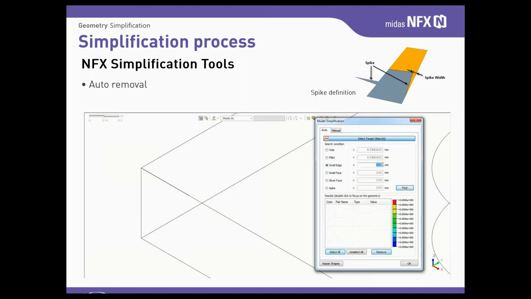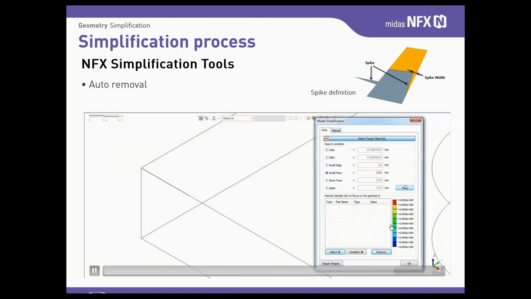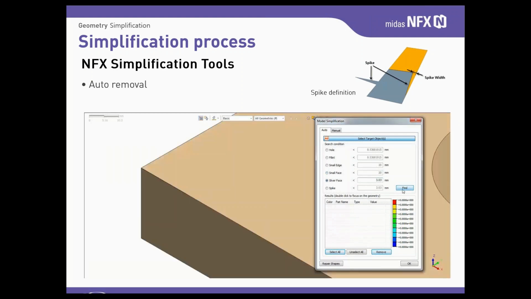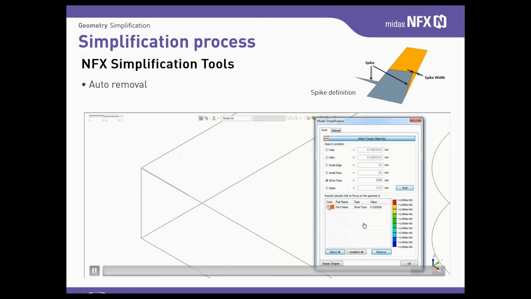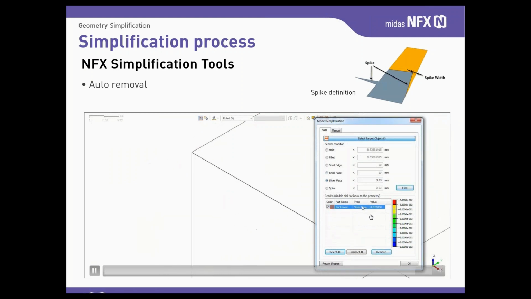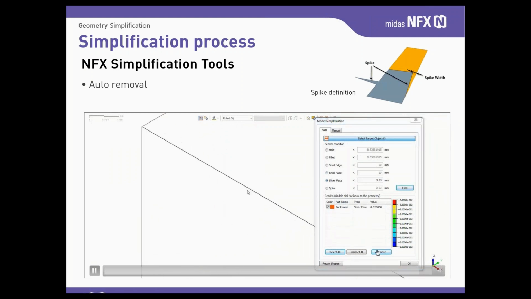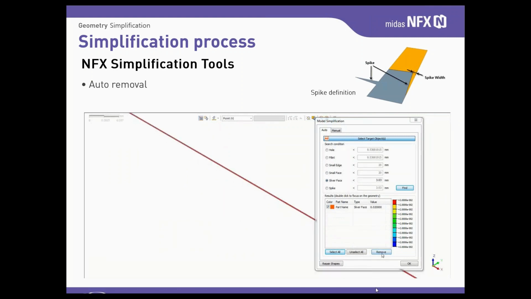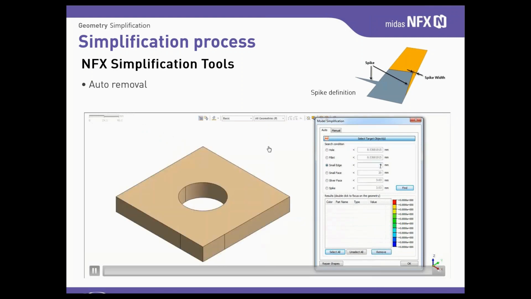And now it's very difficult to see if there is something still present in my model. So I'm still using search condition to figure out small edges, small faces. And that's my final search. I will use sliver face. So that's the value of area. And I will click remove. So now the model will be simplified. Okay.